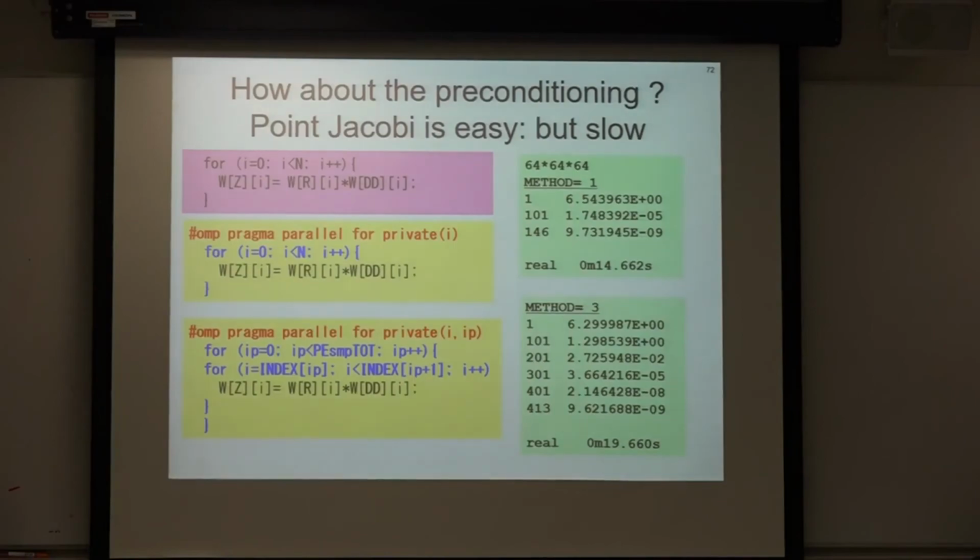But if you compare the cost for each iteration, the ICCG cost is doubled because the forward and backward substitution is almost comparable with the matrix-vector multiplication. But even if you include that effect, the ICCG is still faster. This is the actual computation time: 14.7 seconds, and this one is almost 20 seconds. That means ICCG is still 1.5 times faster. If you parallelize the code, this difference could be larger, so you have to parallelize the ICCG solver.